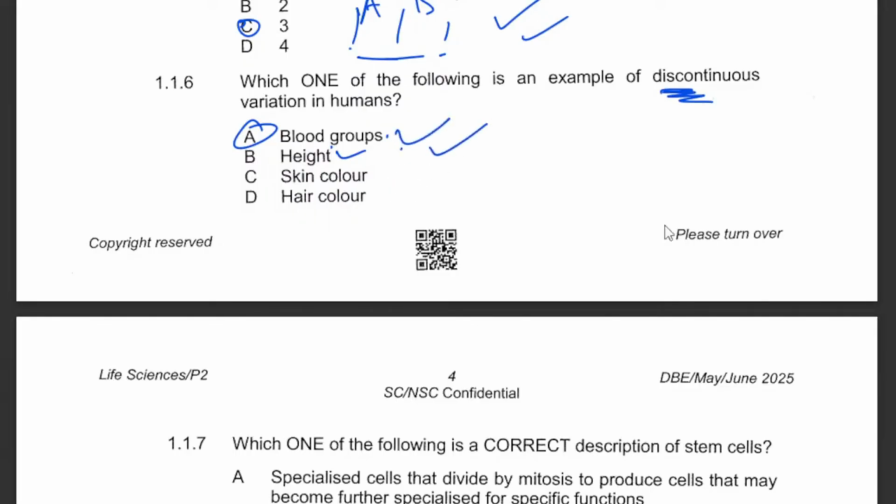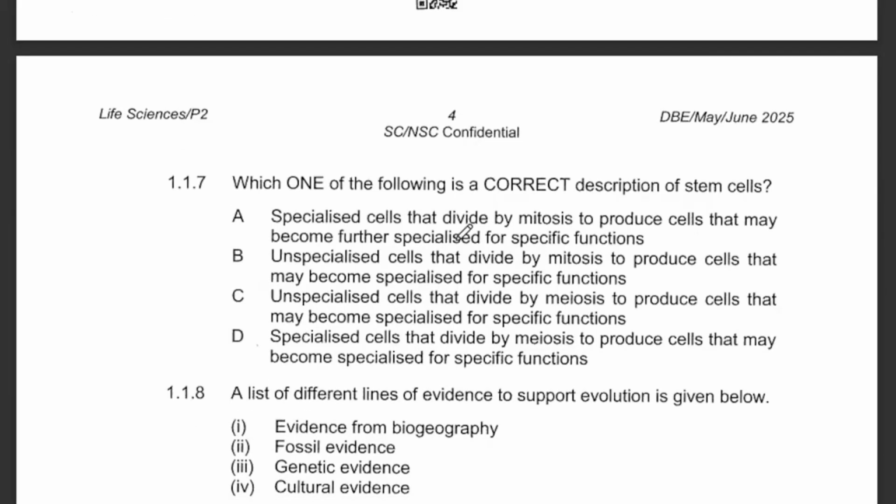So 2 marks there. Don't get disappointed if you see that your answers are not the same. Still, at least if we get maybe 80 out of 100, maybe 80%, that's a distinction. So to get a distinction doesn't mean that you have to get 100%. No, it's 80%. All right, we continue.